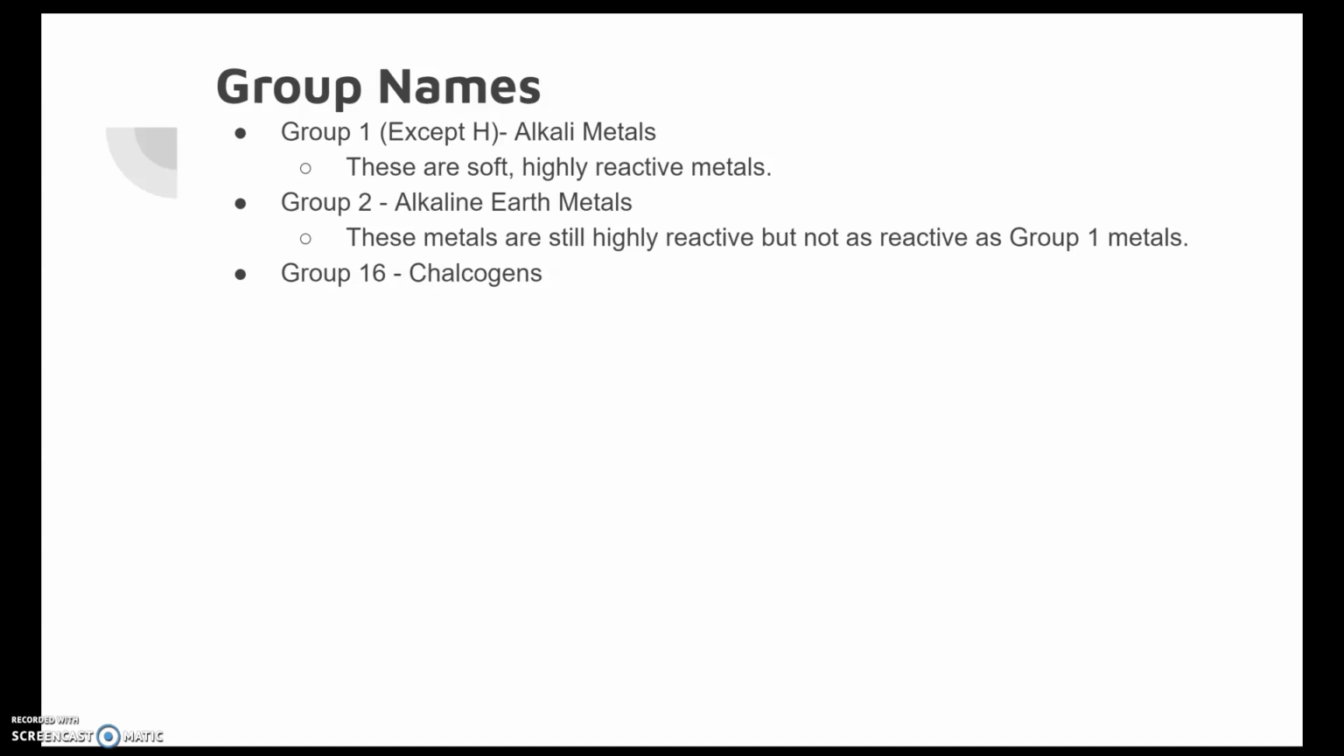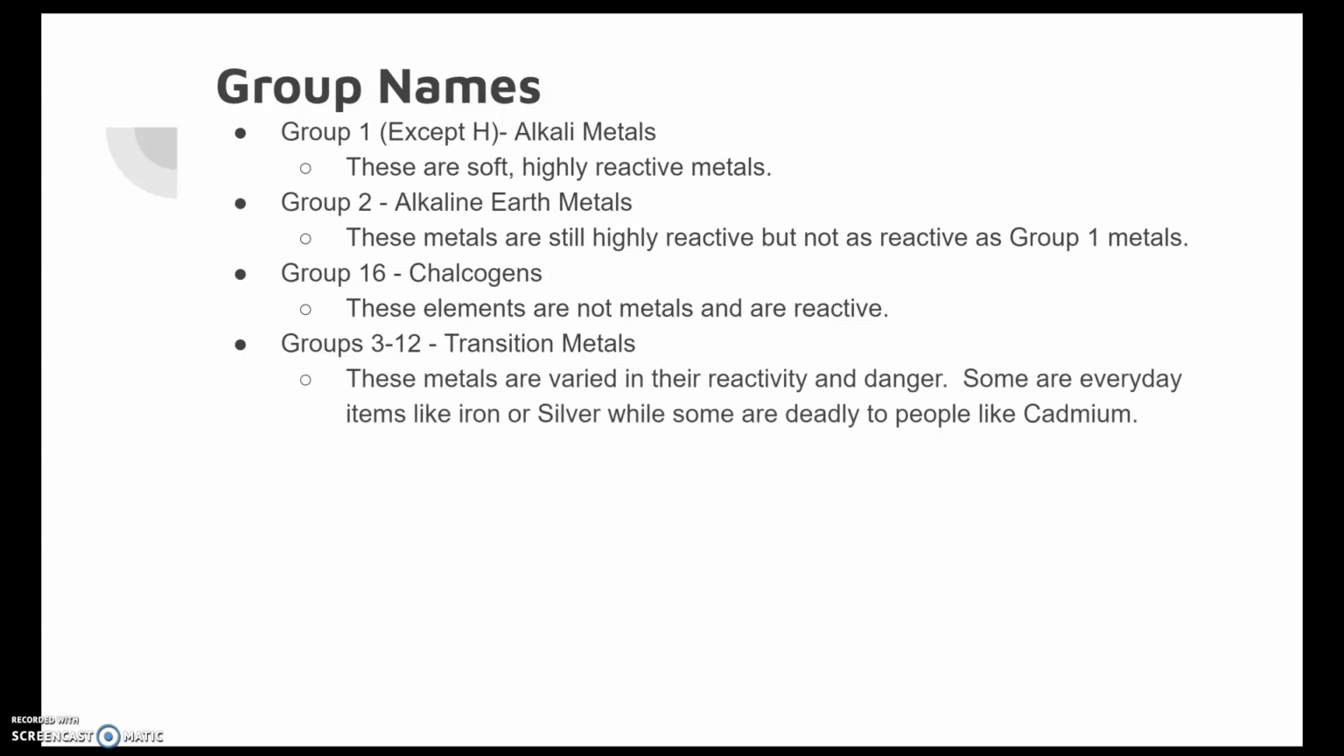Group number 16, to the other end of the periodic table, but not including the very last column, are called chalcogens. These elements are not metals, but they are reactive. Groups 3 to 12 are transition metals. These metals are varied in their reactivity and their danger. Some are everyday items like iron or silver, but some are very deadly to people like cadmium.